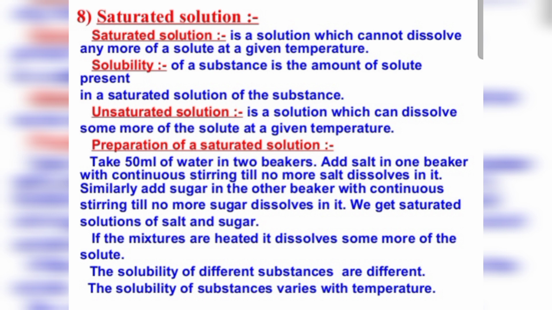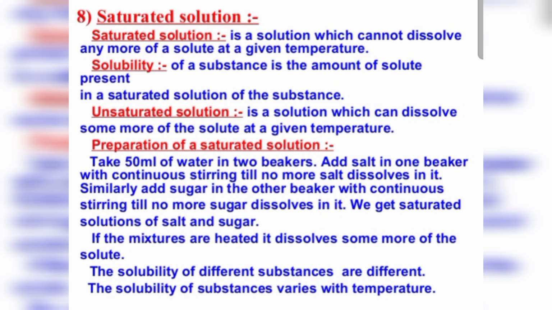Now what is solubility? The solubility of a substance is the amount of solute present in a saturated solution of the substance. That means the amount of solute that is present in the saturated solution of the substance is known as the solubility of that particular solution. So what is a saturated solution? A saturated solution is a solution which cannot dissolve any more of a solute at a given temperature.